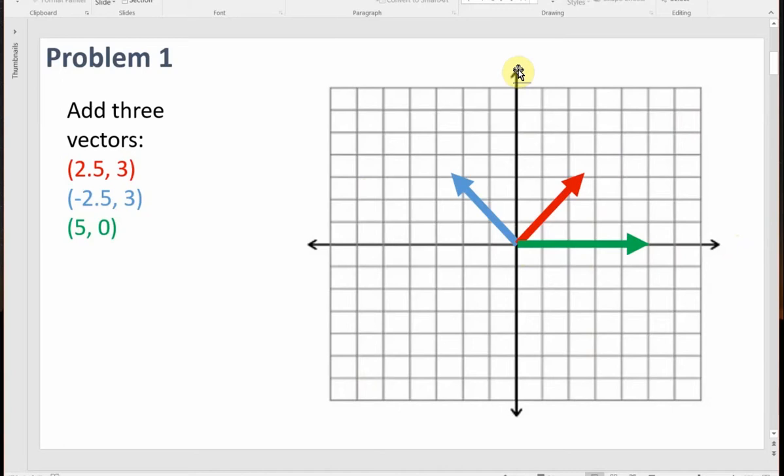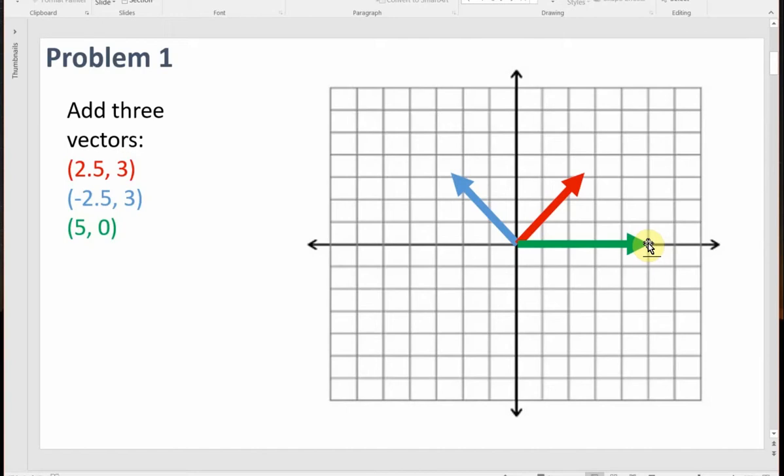So my red vector has an x of positive 2.5 and a y of 3, so that puts it up and to the right. The blue vector is negative 2.5, positive 3, so up and to the left. And my green vector is 1, 2, 3, 4, 5 in x and 0 in y.